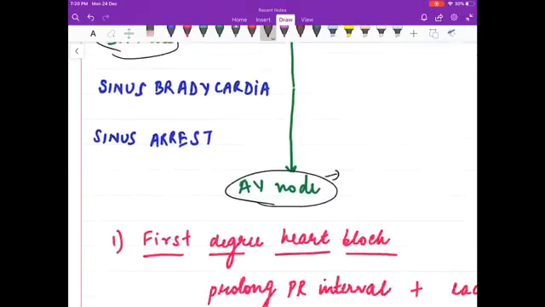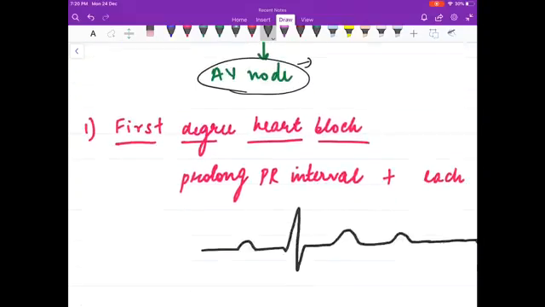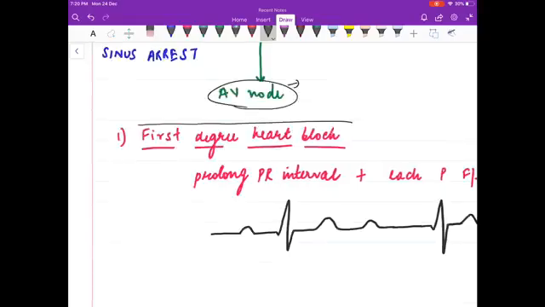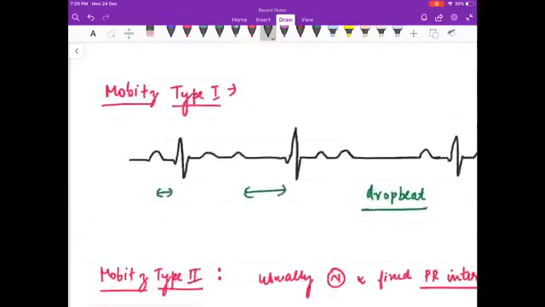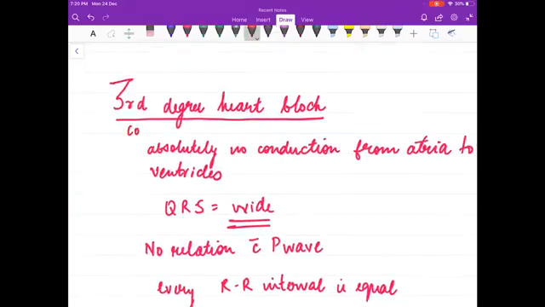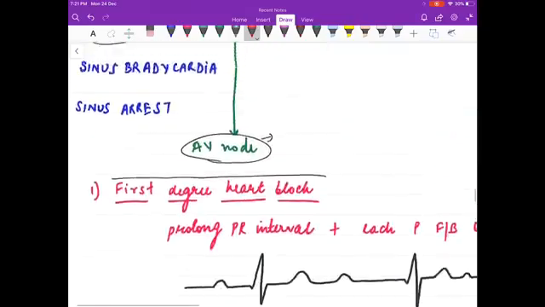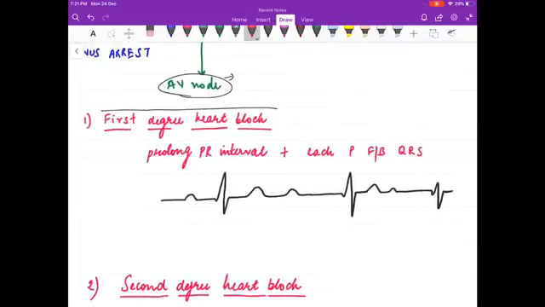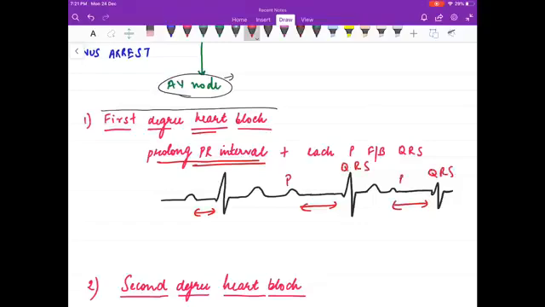So let us begin. So in AV node you will see there are heart blocks. It is of three types: first degree heart block, second degree heart block, and third degree heart block. Third degree heart block is also called complete heart block. So friends, we need to know how we differentiate between all of them. In first degree heart block, there will be prolonged PR interval, but each P wave will be followed by a QRS complex.